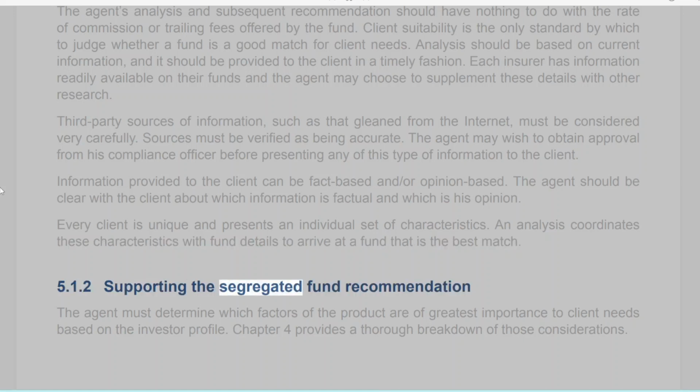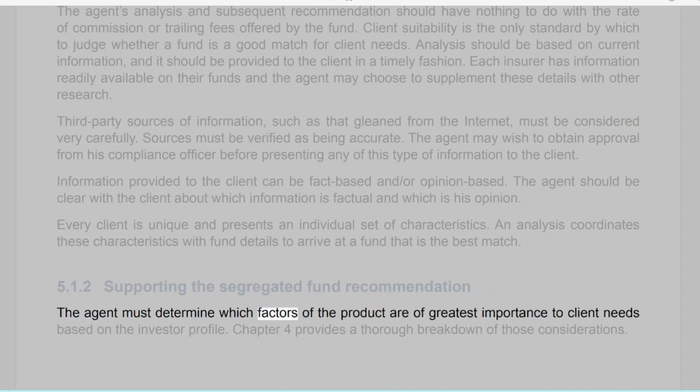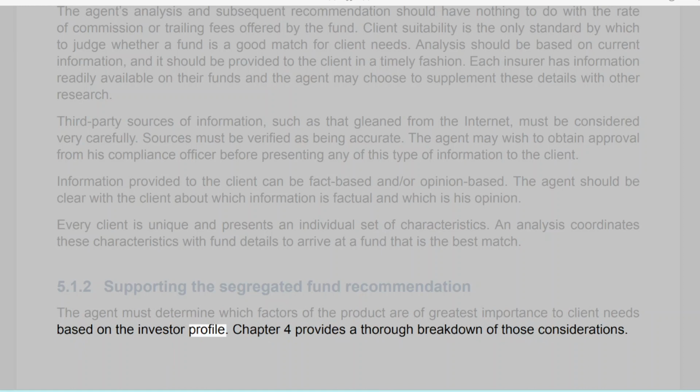5.1.2 Supporting the segregated fund recommendation. The agent must determine which factors of the product are of greatest importance to client needs based on the investor profile. Chapter 4 provides a thorough breakdown of those considerations.